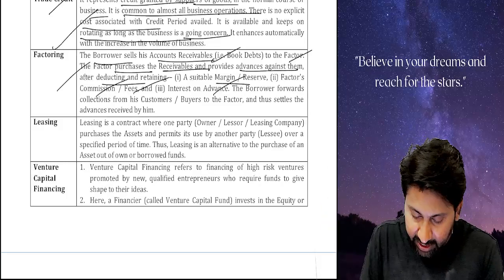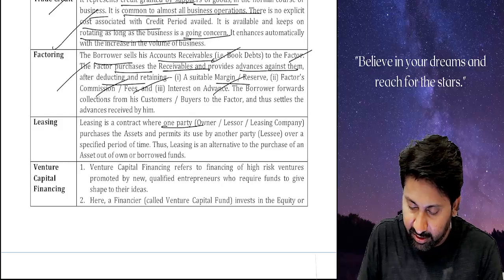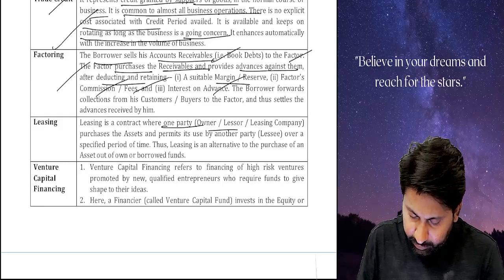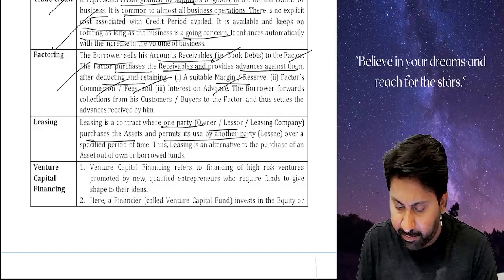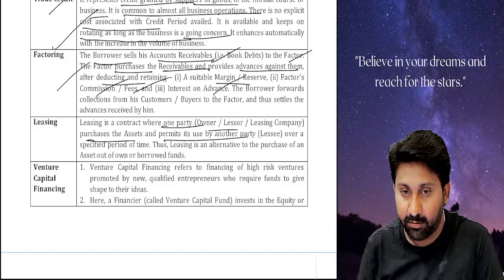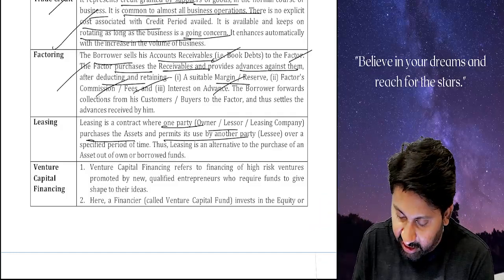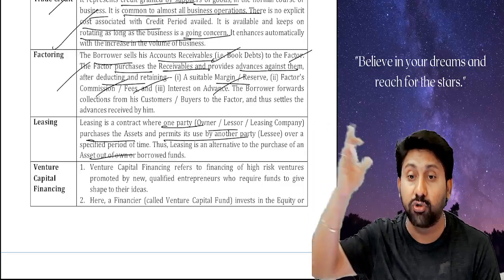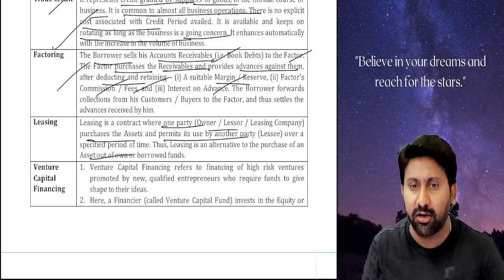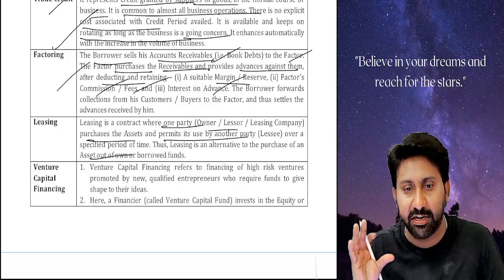That's a benefit. Leasing is a contract where one party, the lessor, the owner or leasing company, purchases the asset and permits its use by another party. Thus, leasing is an alternative to purchasing an asset. Instead of buying a big asset with a huge capital outlay, you can take it on a lease. Then lease rentals will be very small.